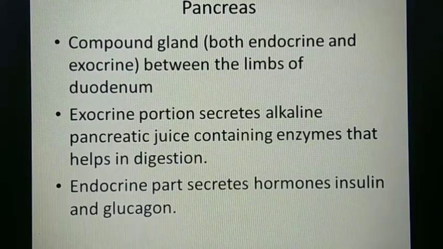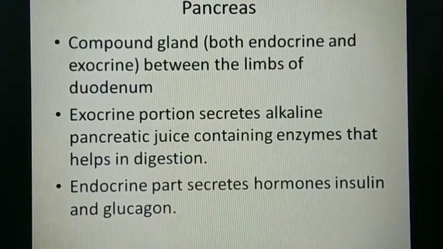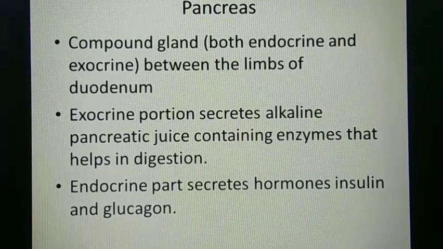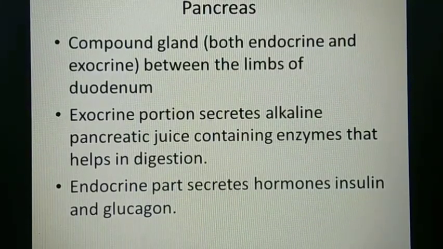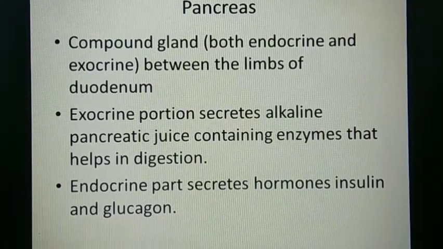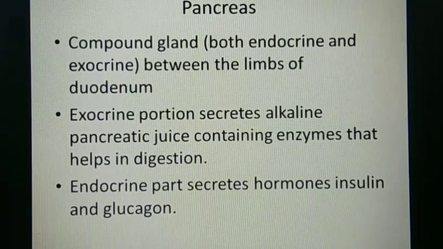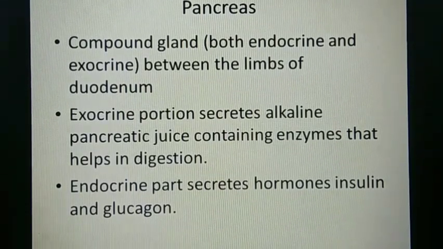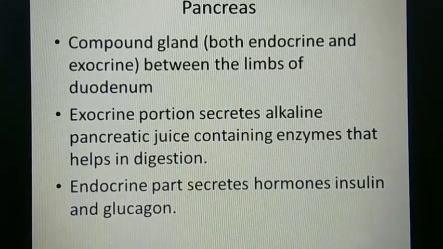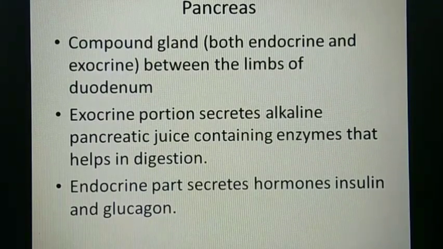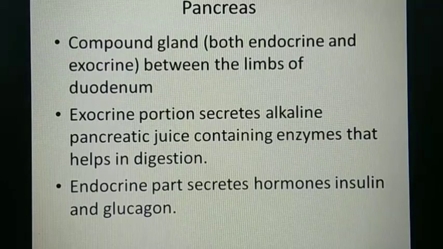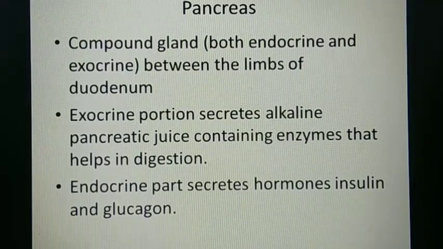Now coming to pancreas. Pancreas is a compound gland, and it is situated between the limbs of the duodenum, and it is both an endocrine and exocrine gland. So the exocrine portion secretes alkaline pancreatic juice, which contains enzymes that help in digestion, and the endocrine part secretes hormones, insulin and glucagon, which help in maintaining or balancing the sugar level in the body.